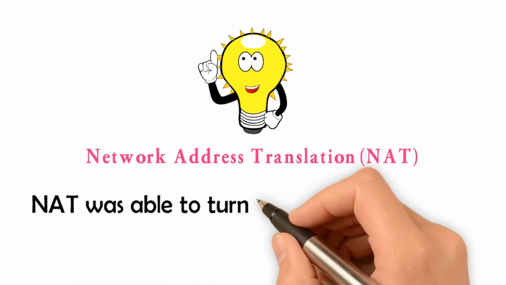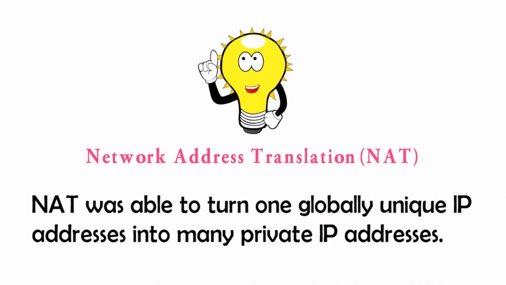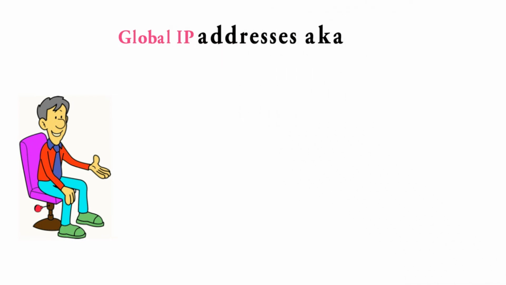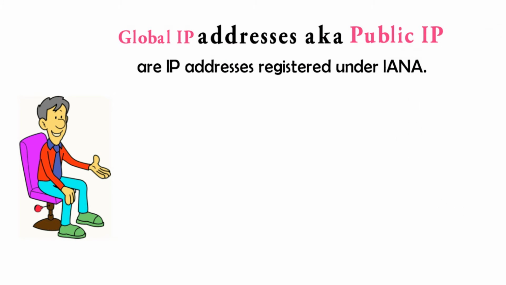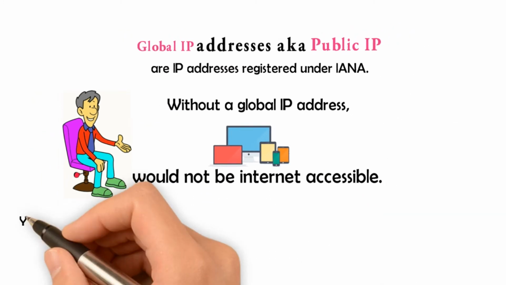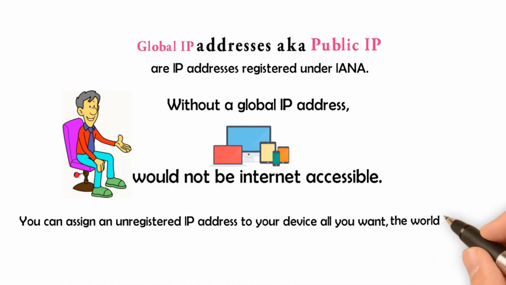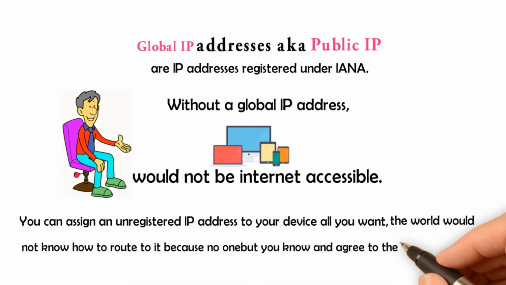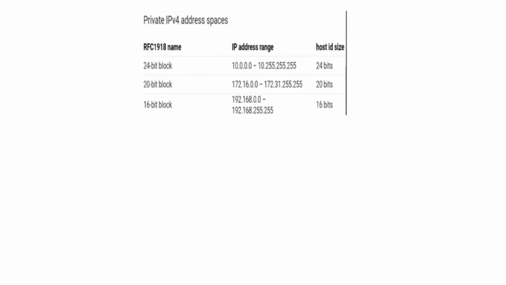With NATing, we were able to turn one globally unique IP address into many private IP addresses. Let me explain further. Global IP addresses, aka public IPs, are IP addresses registered under IANA. Without a global IP address, your device will not be internet accessible. You can assign an unregistered IP address to your device all you want. The world would not know how to route to it because no one but you knows and agrees to that configuration. The following are private IP addresses.